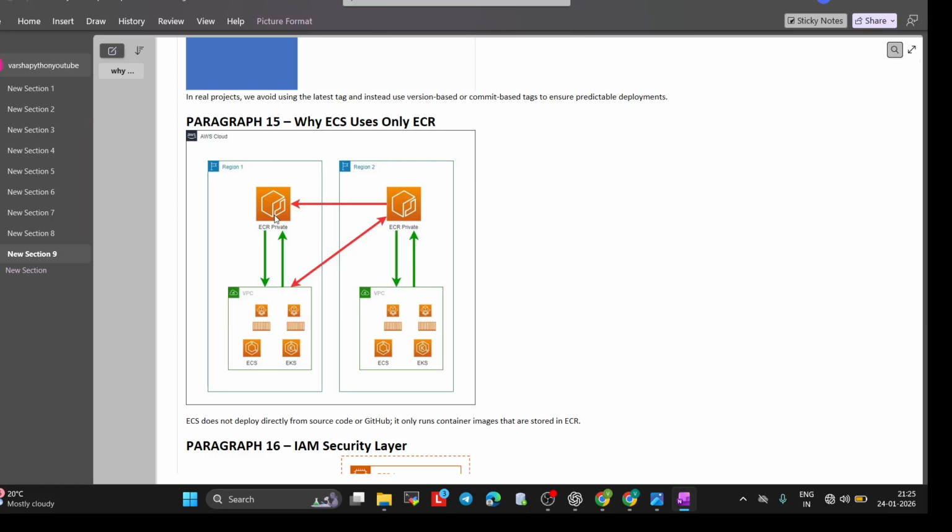Another key takeaway from this diagram is that ECS pulls the image only at task startup, which means if you push a new image with the same tag, the running task will not automatically update unless a new deployment is triggered. So this reinforces why controlled deployment and proper versioning are critical. When explaining this, you people have always stressed that ECS deployments are deterministic and image driven, not code driven.